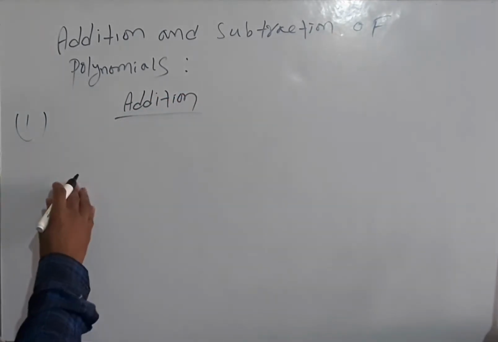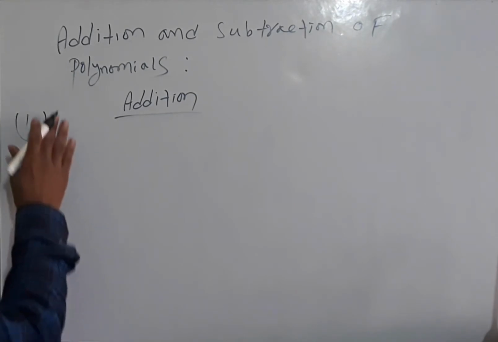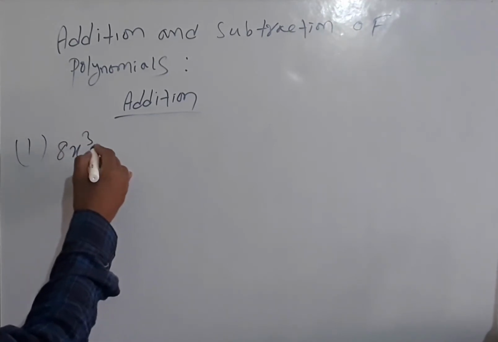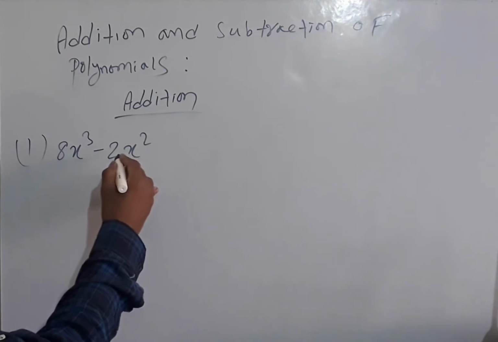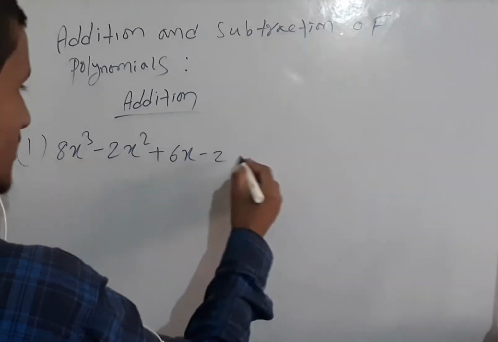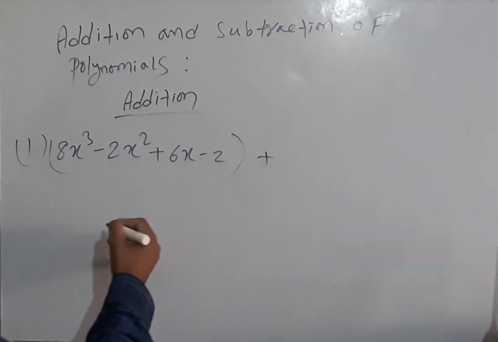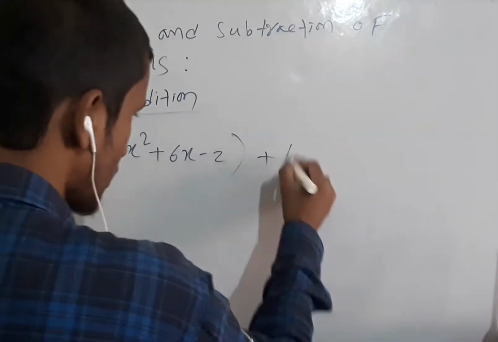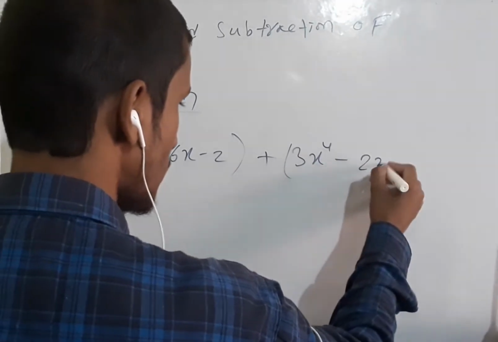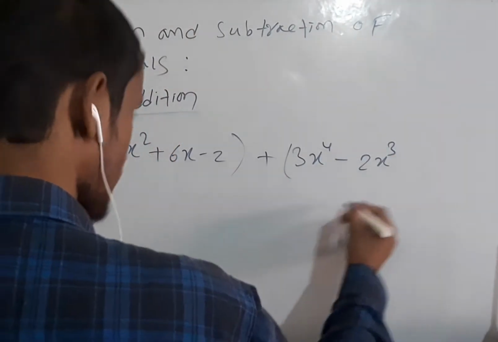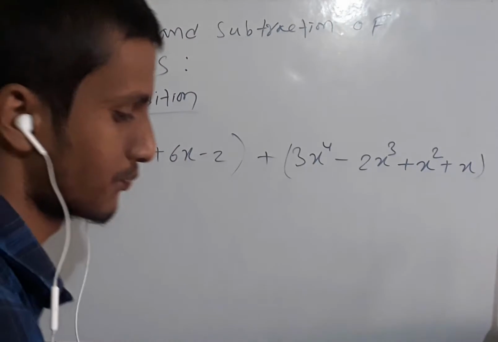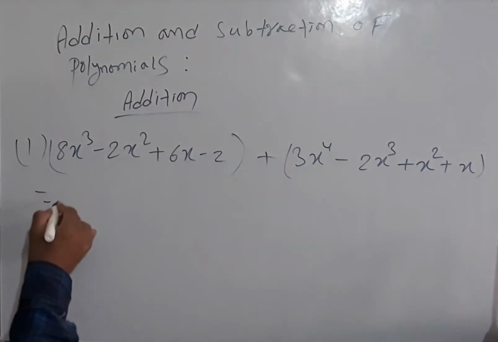We're going to add two polynomials here. The first example is 8x cubed minus 2x squared plus 6x minus 2, plus another polynomial, which is 3x fourth minus 2x cubed plus x squared plus x. We're going to add those.